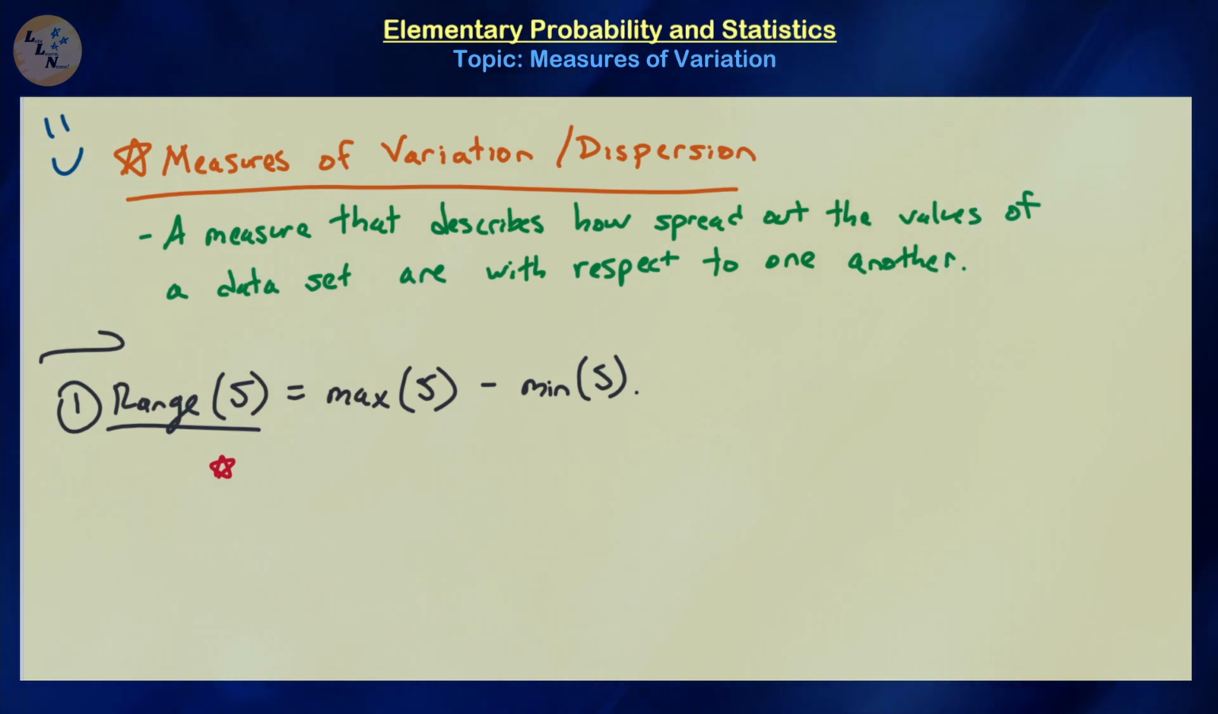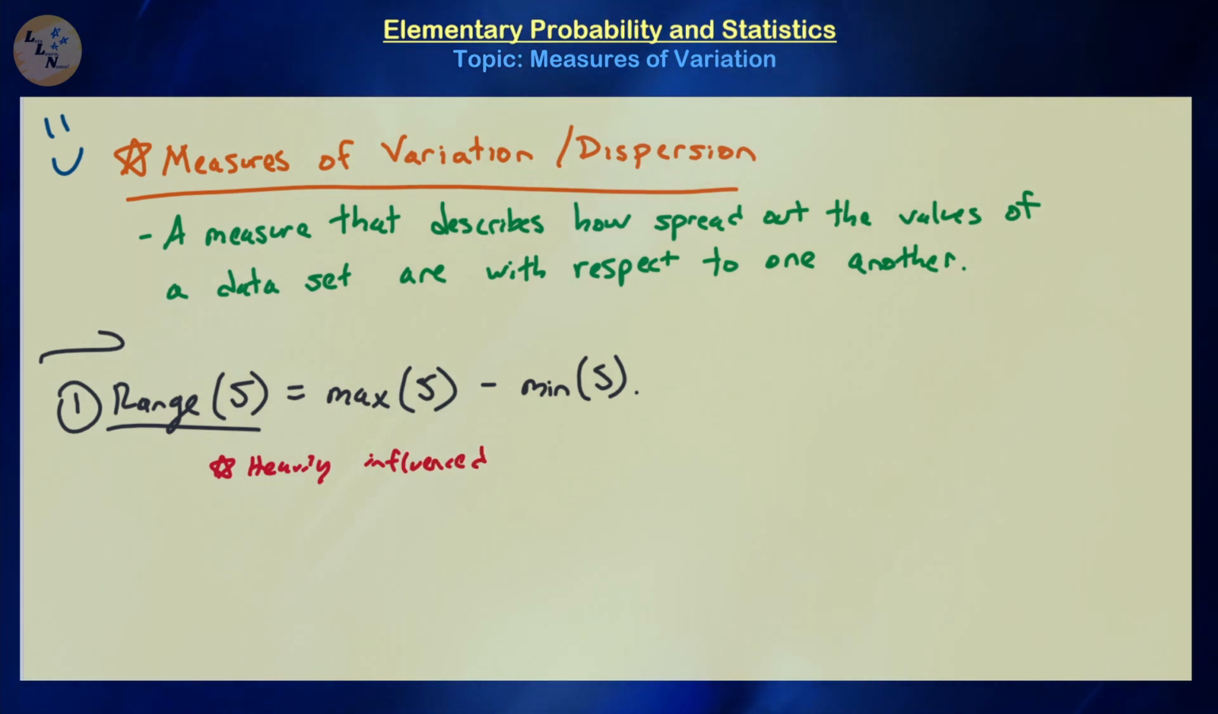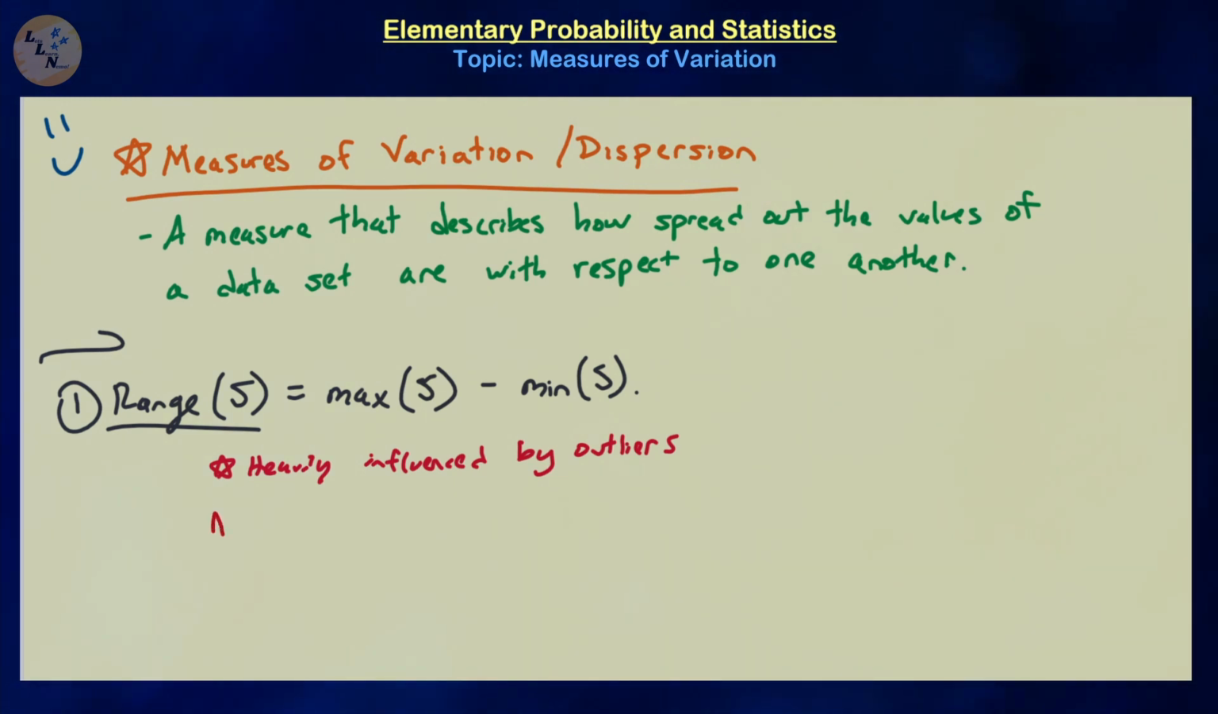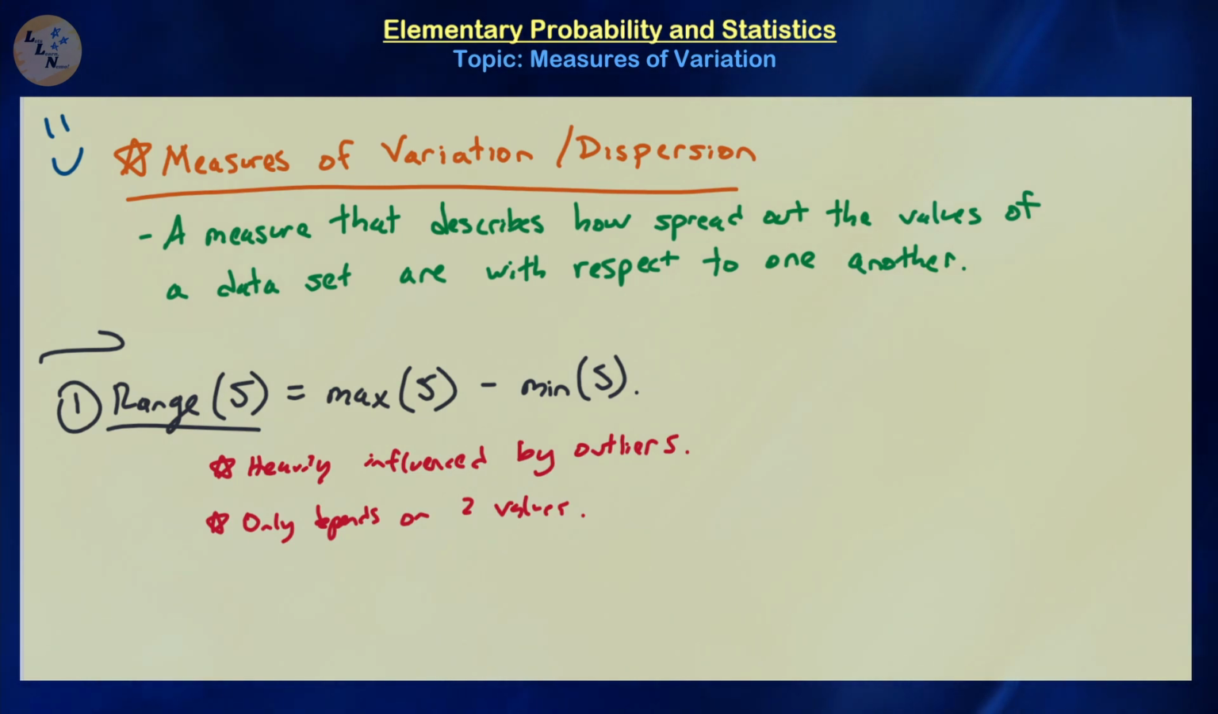But the first issue is that it is heavily influenced by outliers. And why is that the case? Well, remember, outliers are typically extremely larger or extremely smaller than the rest of the other values. So they tend to be equal to the maximum and the minimum elements. So therefore, if you have an outlier, your range is going to be extremely different than if the set didn't have outliers at all. Another issue is it only depends on two values, which could be the outliers, but even if they aren't outliers, it's still an issue.